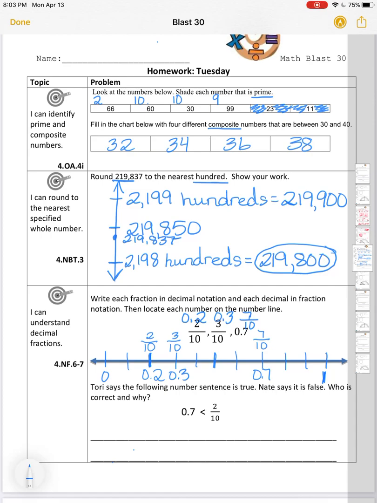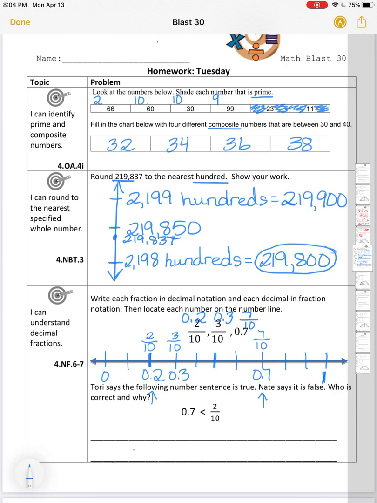All right, Tori says the following number sentence is true. Nate says it is false. Who is correct and why? 7 tenths is less than 2 tenths. Well, when I look on my number line, I can see that 7 tenths is here and 2 tenths is here. And I know that numbers on the left of the number line are less. So 2 tenths is actually less than 7 tenths.